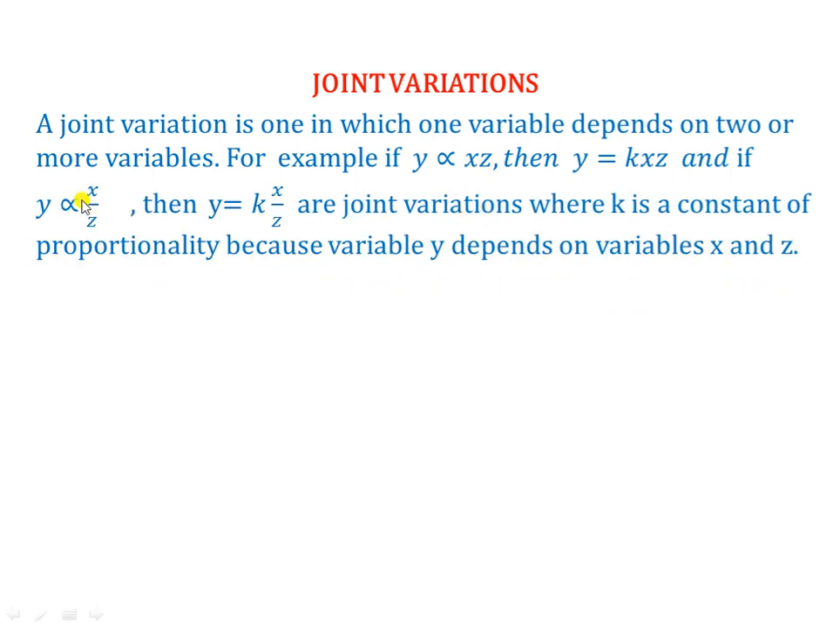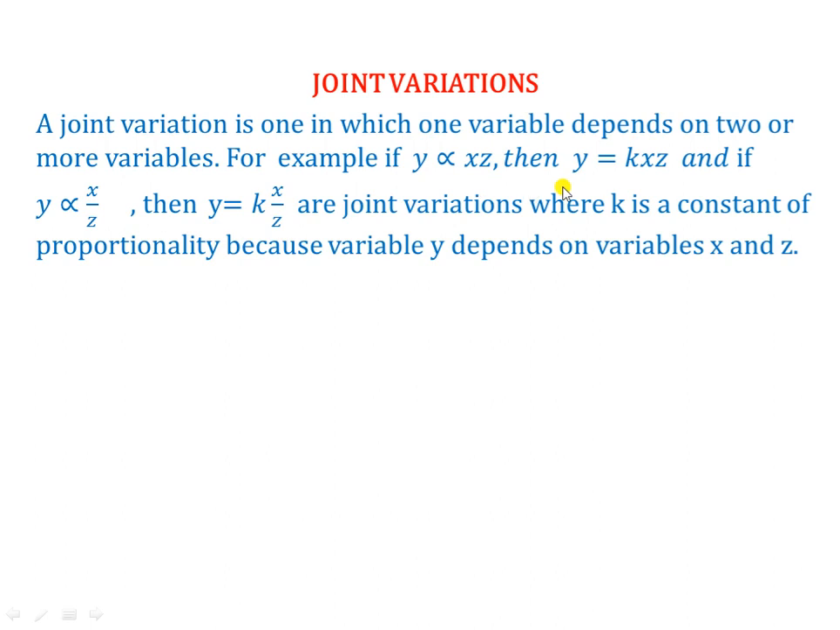In another case, if y is directly proportional to x out of z, then by removing the proportionality sign, we introduce a proportionality constant k. What does this tell us? This time it tells us that y is directly proportional to x, but it is inversely proportional to z. Get this point clearly: y is directly proportional to x, and y is also inversely proportional to z.